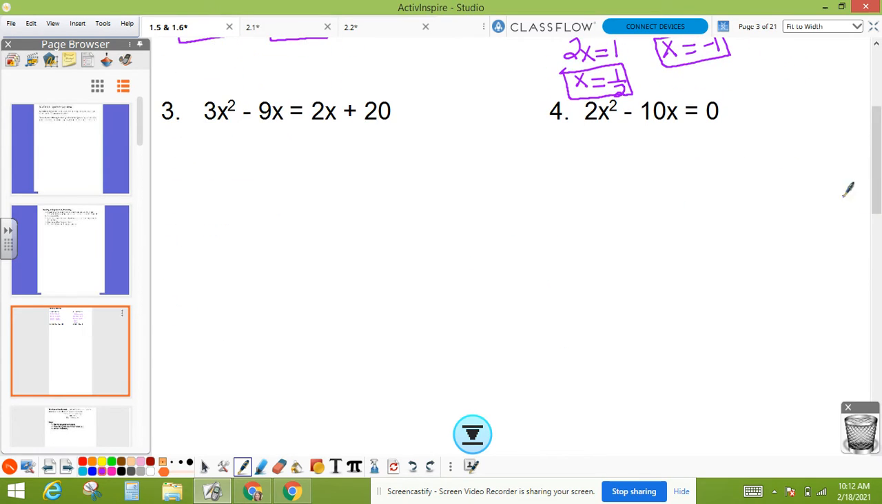All right, so next we need to get this equal to 0. So we're going to subtract 2x and subtract 20. If I subtract 2x, it has a buddy to combine with. So if I subtract a 2x here, then I have a minus 11x. If I subtract 20, it doesn't have a buddy, so it just goes on the end. All right, so again, we're going to guess and check.